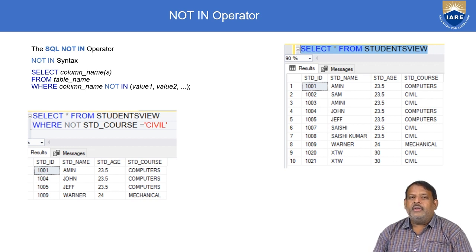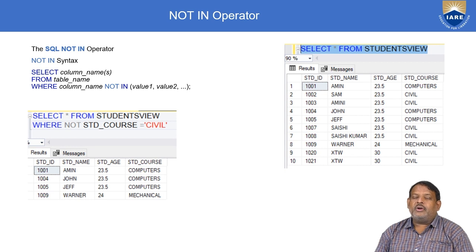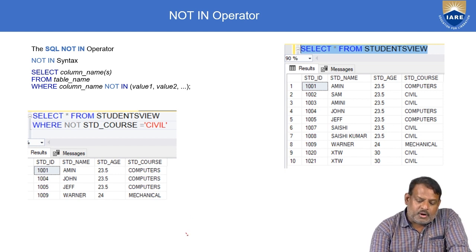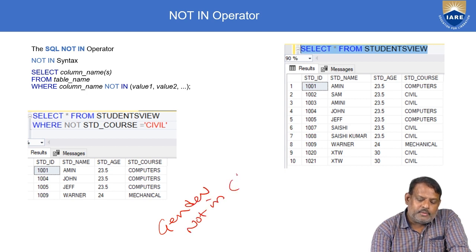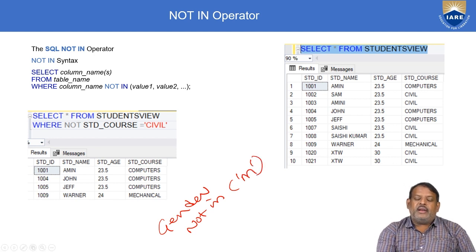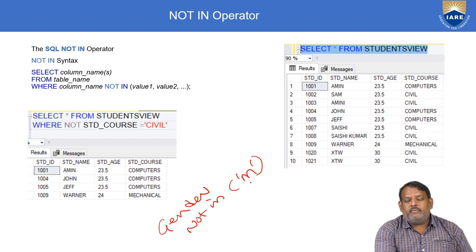When you use NOT IN, it means that course is not equal to civil. Not equal to and NOT IN are the same. In NOT IN, we give multiple values. So course NOT IN. Here I'll say where gender NOT IN male. When I write like this, gender NOT IN male means only female students will be retrieved.